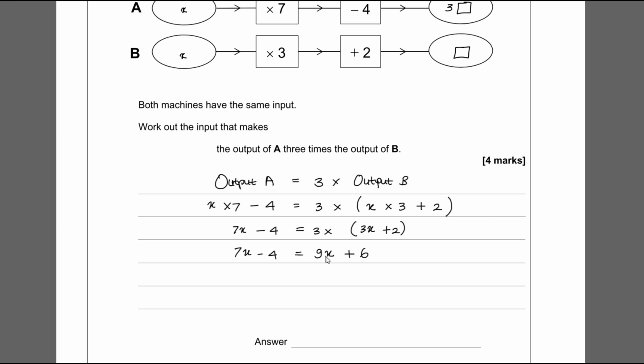6. Now, I like to move those with variables to the left, and then all the numbers to the right. So we have 7x, and then minus 9x. Be careful, it is positive, it is negative. The equal sign, and then we have 6 here, and then we have 4. From the left to the right, it is positive 4. 7x minus 9x is minus 2x, and then 6 plus 4 is 10. So x is just 10 divided by minus 2, it is minus 5. That is the input of both machines. Its x is minus 5.